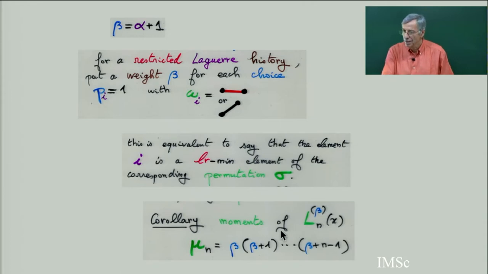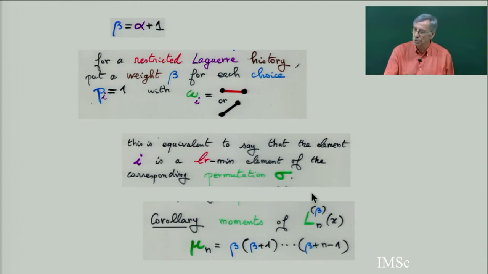And so I have a corollary that this is exactly the distribution of left to right minimum elements on permutations, which is beta multiplied by beta plus 1 multiplied by beta plus 2, etc. And for beta equal 1, you get n factorial. And beta equal 1 means alpha equals 0. So you see, for the general Laguerre history, I was putting a weight alpha which counts left to right maximum elements except the biggest one. But now I put a weight beta for the restricted Laguerre history, and I get back again the moment. It's going to be the same if you replace beta by alpha plus 1. This will be the same formula, the same interpretation for the Laguerre with the weight alpha.